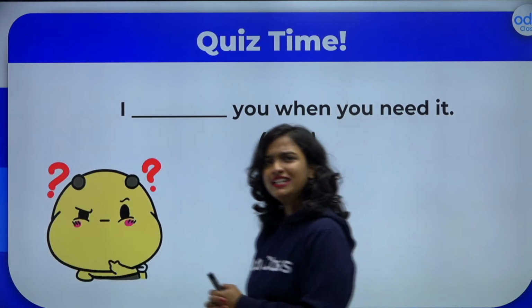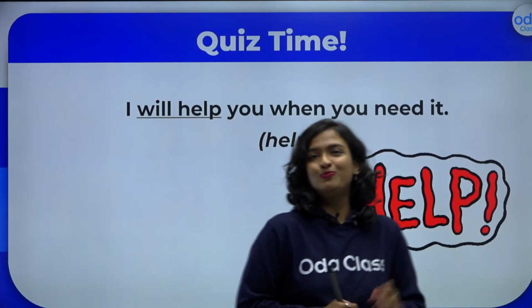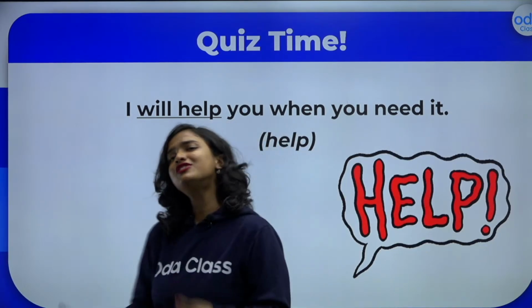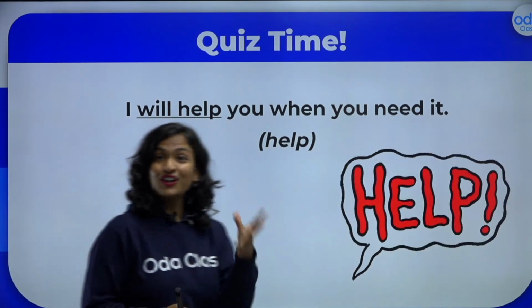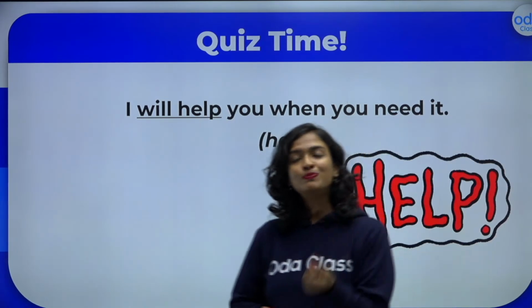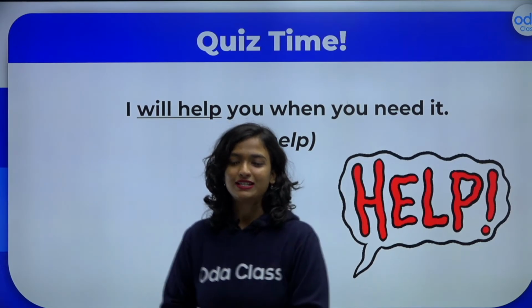And very well done here, students. The correct answer is going to be I will help you when you need it. Right? Once again, simple future tense. Remember, for the assertive or declarative sentences, we use our subject followed by shall or will, followed by V1 and then our object.